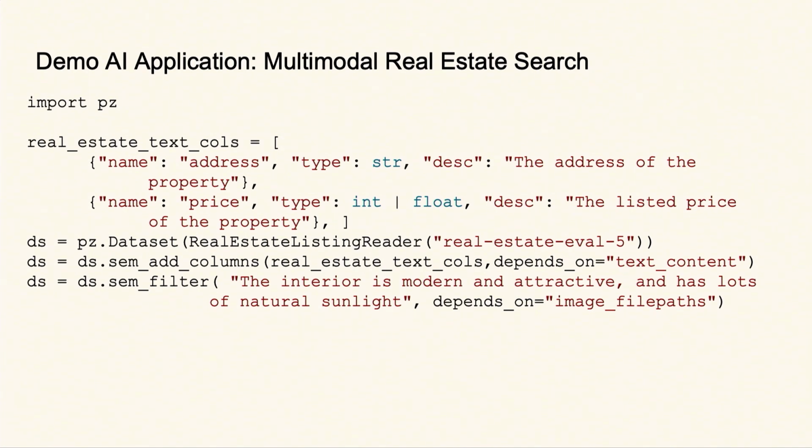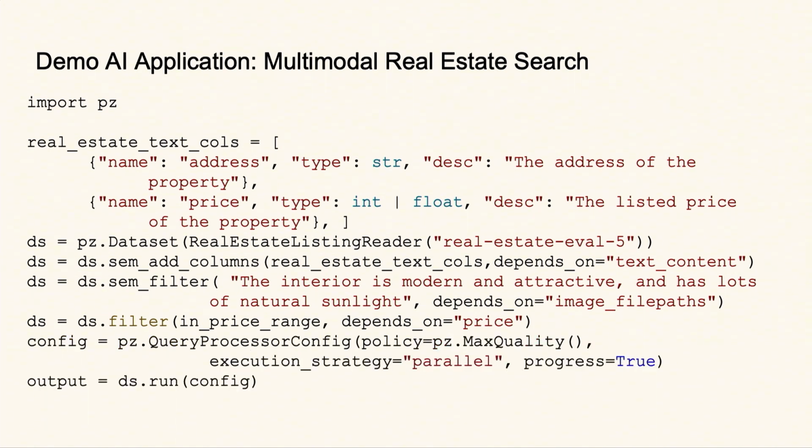Okay? But then you can do other things, like you can say, I want to semantically filter this data set according to the predicates: the interior is modern and attractive, and it has lots of natural sunlight. And you can also define your own filters. If you have some predicate, like a Python function in_price_range, now of course you could ask the LLM to figure out if it's in your price range, but you could have your own arbitrary code that you might want to apply, and you can do that as well. And then you just tell it, okay, go off and run this. And it'll give you some answer.